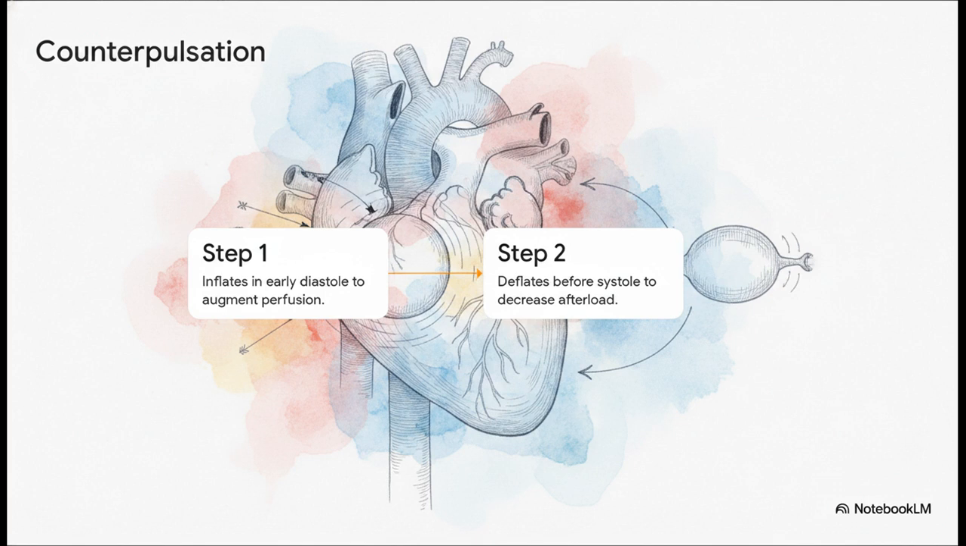It's all based on the principle of counterpulsation. Step 1 happens when the balloon inflates in early diastole. This displaces aortic blood backward to really augment coronary perfusion pressure. Then, step 2 occurs when it deflates right before systole. That sudden deflation creates a central aortic vacuum that actively lowers the afterload. It literally sucks the blood forward, making it dramatically easier for that failing left ventricle to eject.